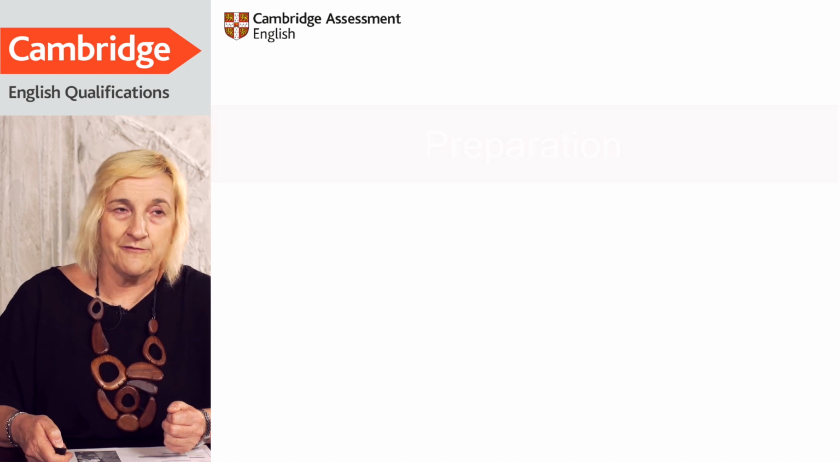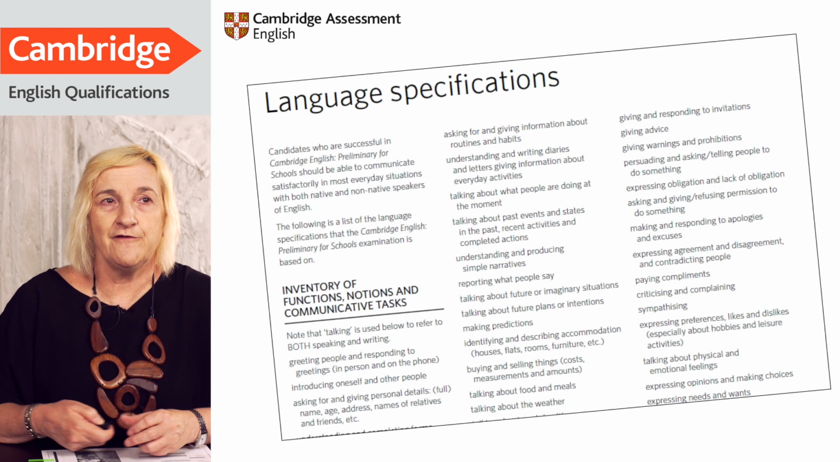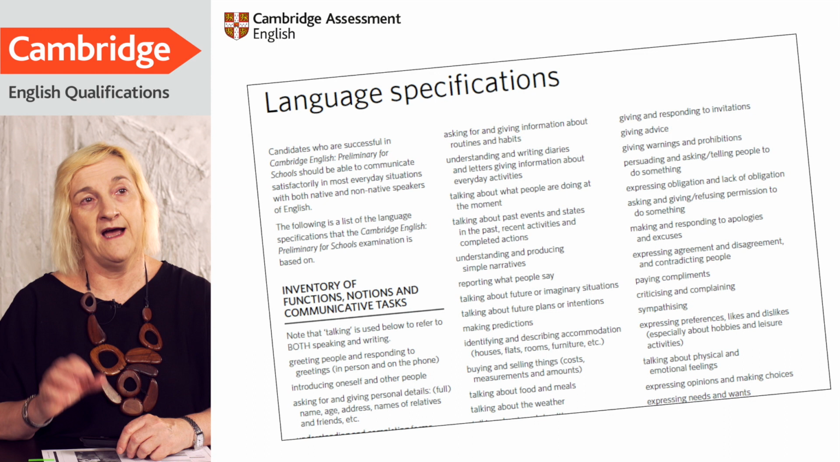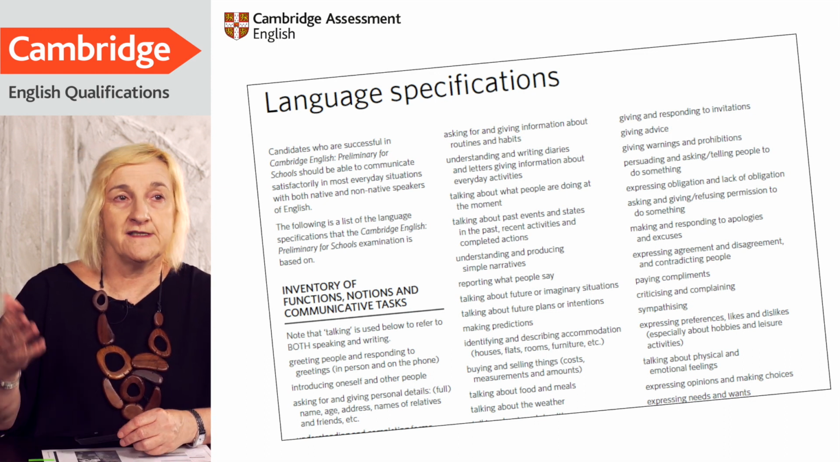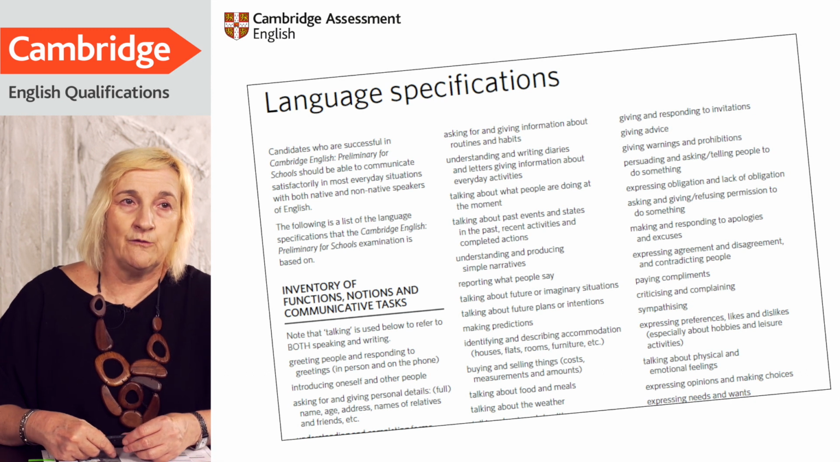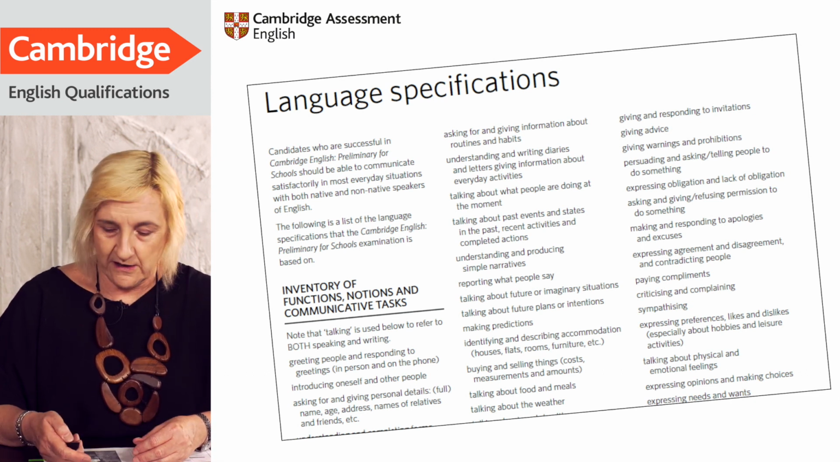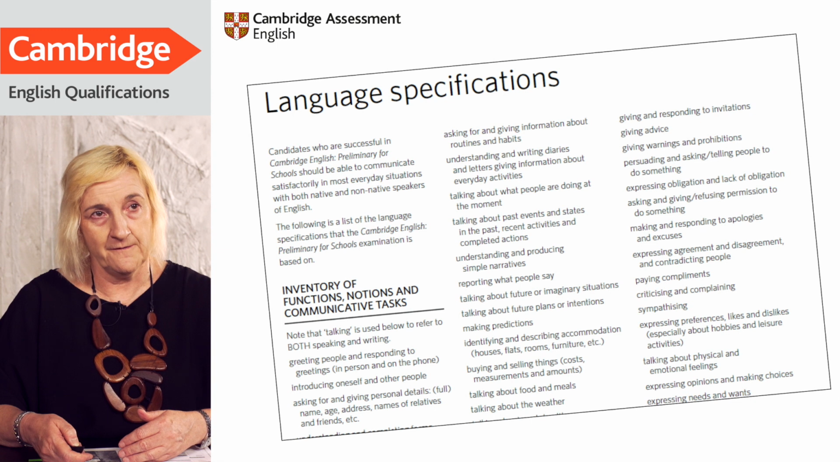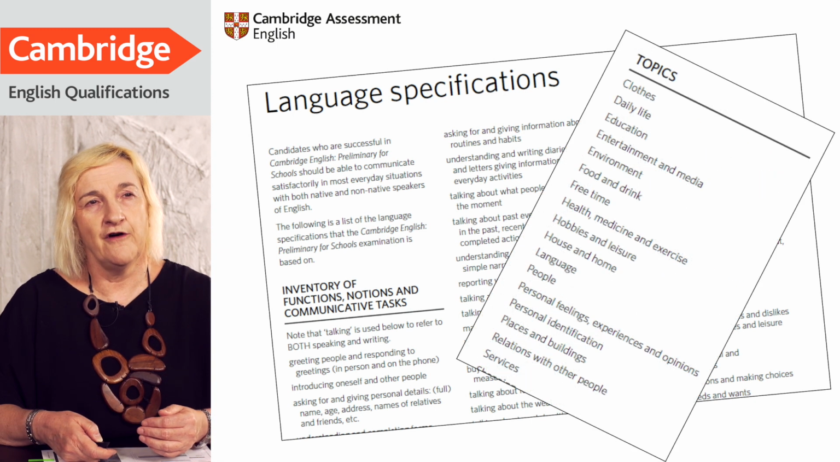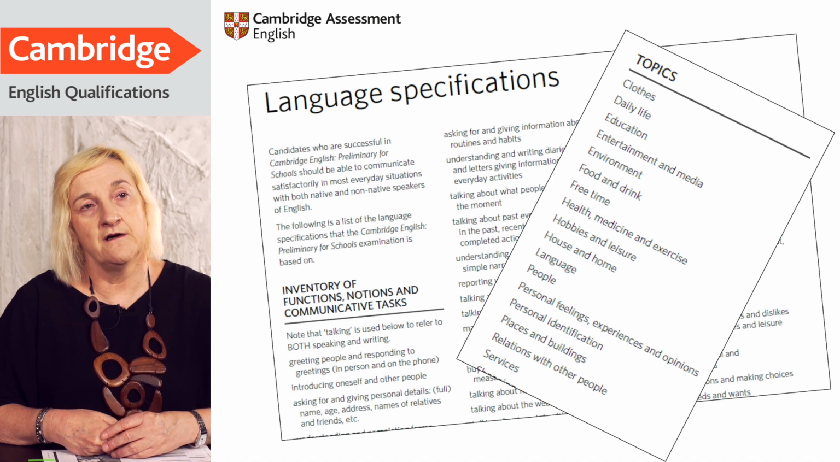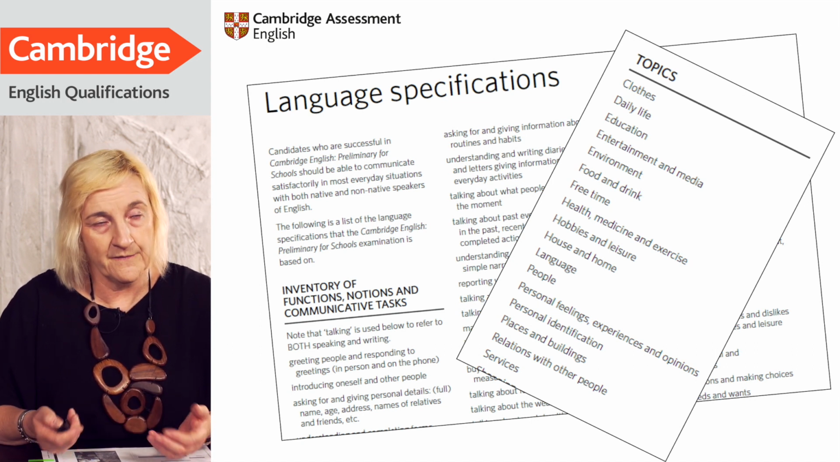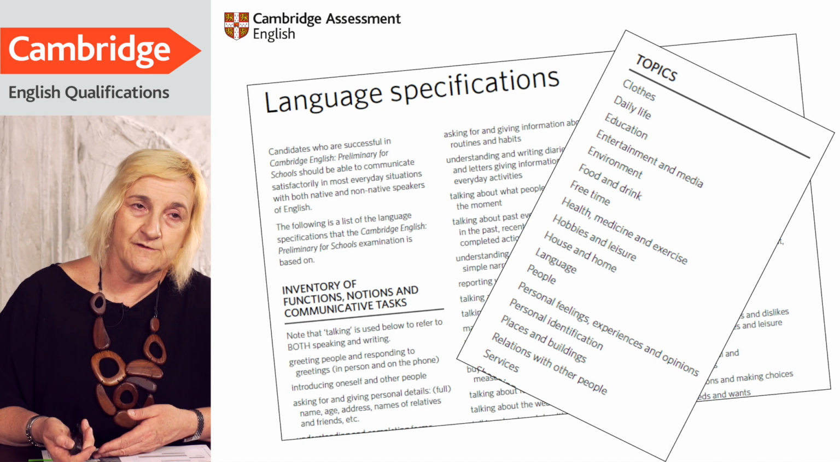So talking about preparation very briefly, a few things to say. There are at B1 very clear language specifications. So you can see all the grammar that is tested at B1 is listed in the handbook. You will see the functions, etc. You will also find a topic list. Again, the topics are similar to B1 preliminary and B1 first for school.